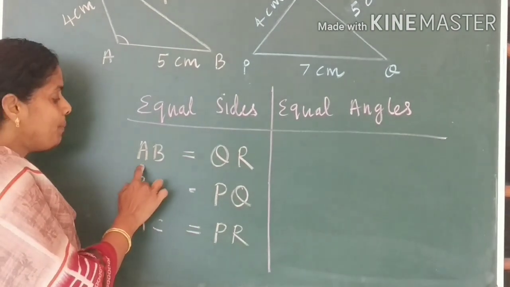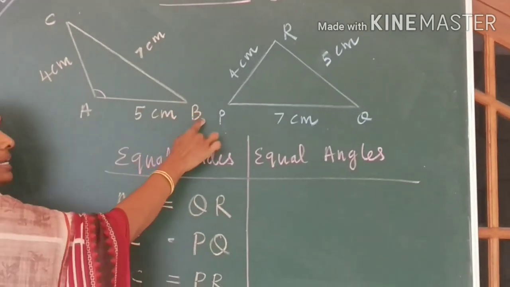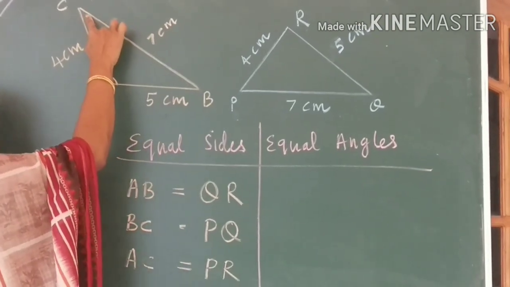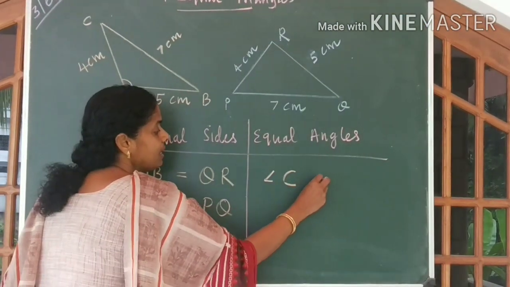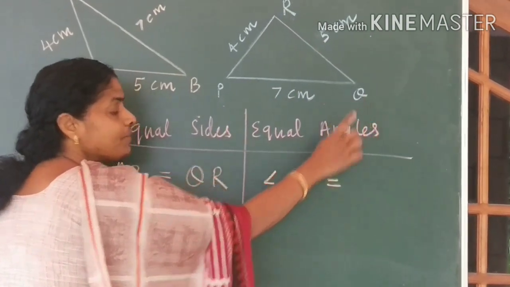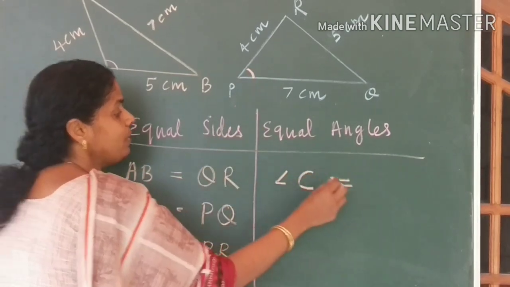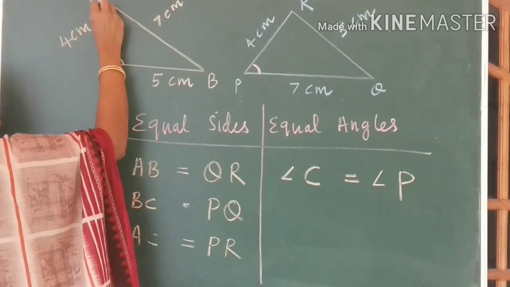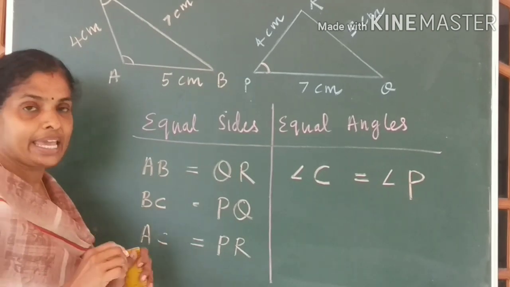See children, opposite to AB, which is the angle you see. AB is the side. Opposite to AB, you can see angle C. So I can write angle C is equal to angle R. Opposite to QR, which is the angle? Yes, angle P. So I can write it as angle P. Angle C and angle P will be always equal.